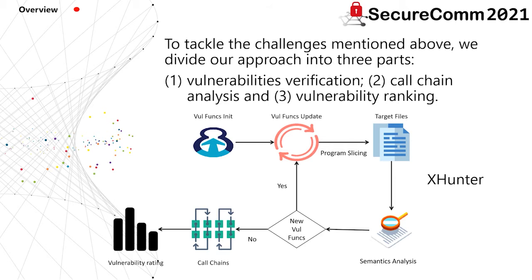Starting from the sink, we look for the caller of the current function or method. Once it is found, a new node is added to the call chain, and XHunter updates the current vulnerable functions. This loop will end when no new caller can be found. We can rank sinks according to their call chain.